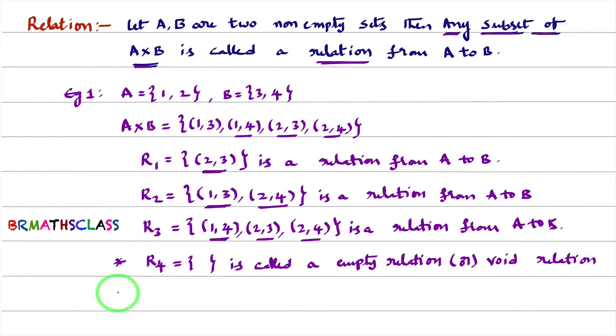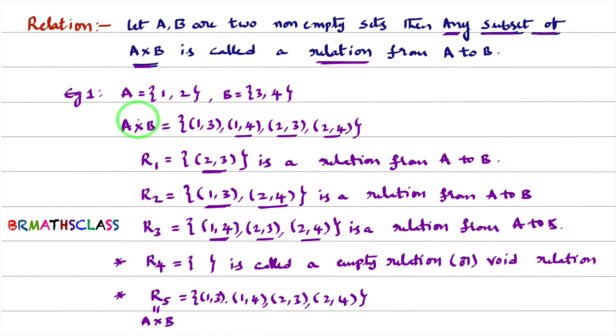Okay, now another particular case is there. I'll consider a set R5 like this. If you observe this, I just considered A cross B only. What is R5? R5 is nothing but A cross B. You observe, is R5 a subset of A cross B? Yes, of course. We know from the sets chapter that every set is a subset of itself. When it is a subset of A cross B, then we can say that it is a relation from A to B. So here R5 is a relation from A to B. Moreover, this relation is called the universal relation from A to B.